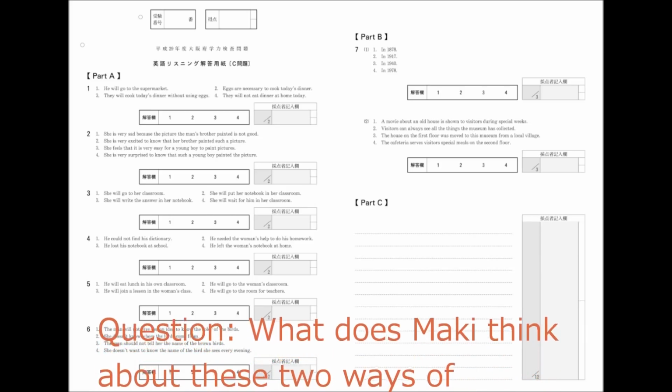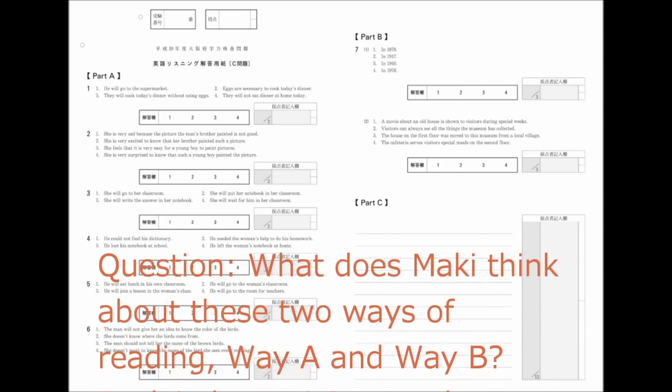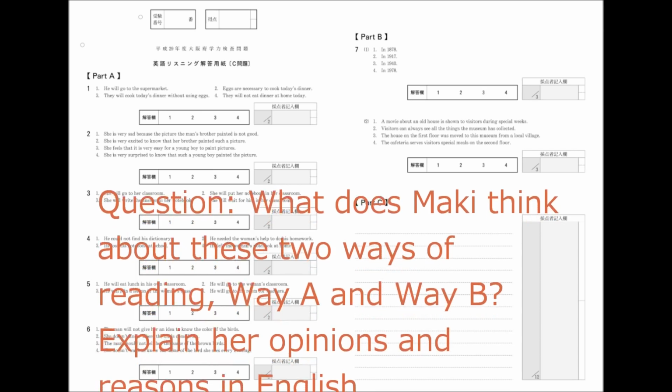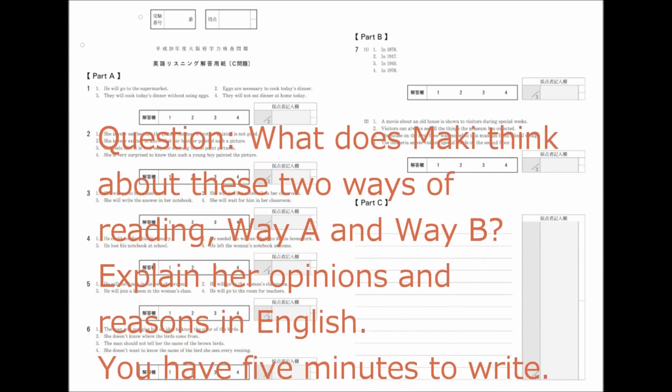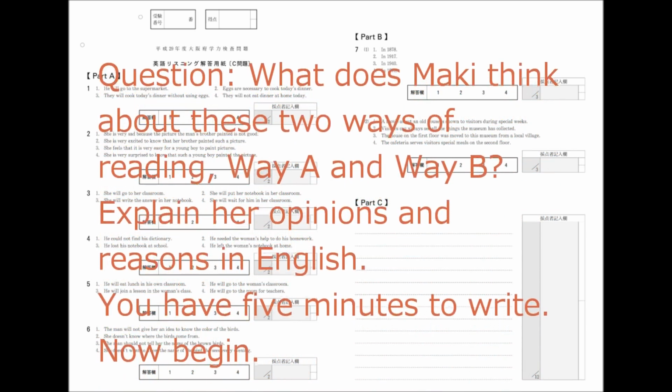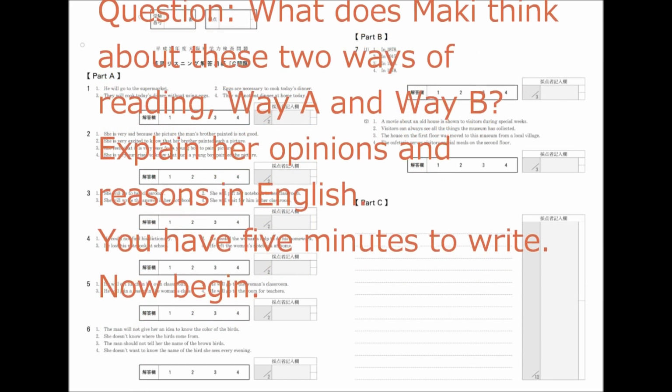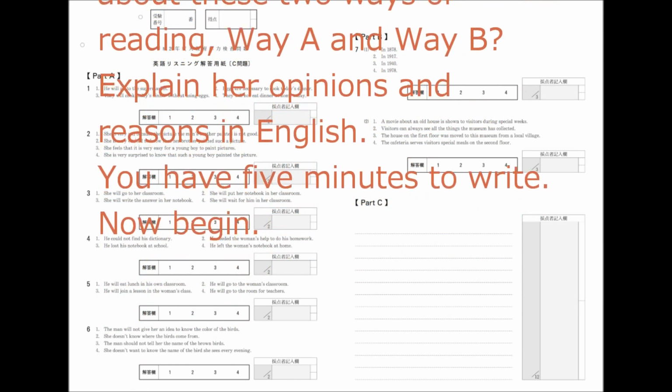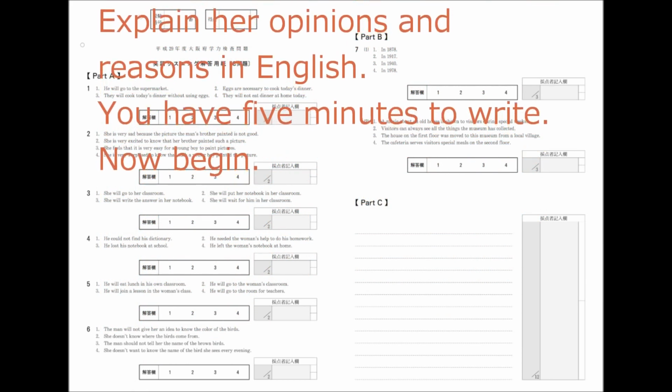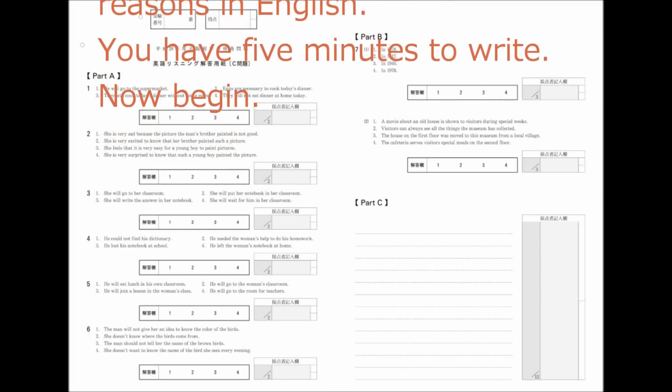Question. What does Maki think about these two ways of reading, way A and way B? Explain her opinions and reasons in English. You have 5 minutes to write. Now, begin.